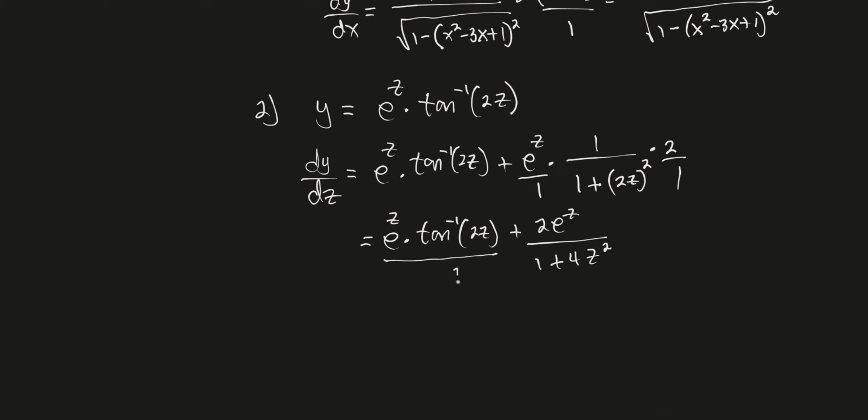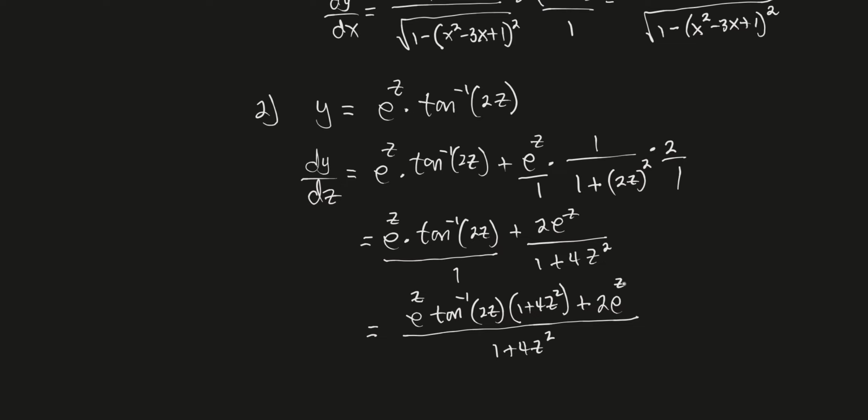Now, if you wanted to write this as a single fraction, you're going to have to get a common denominator, and that actually makes the expression look a little bit more complicated, because I would have to multiply the bottom and the top of this fraction by the entire quantity 1 plus 4z squared. But this is what it looks like written as a single fraction. So we have the e to the z times the arctangent of 2z, and then times the quantity 1 plus 4z squared, and then plus, and there's no change to this numerator, so 2e to the z.